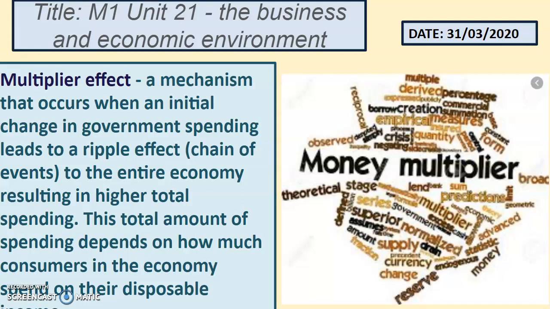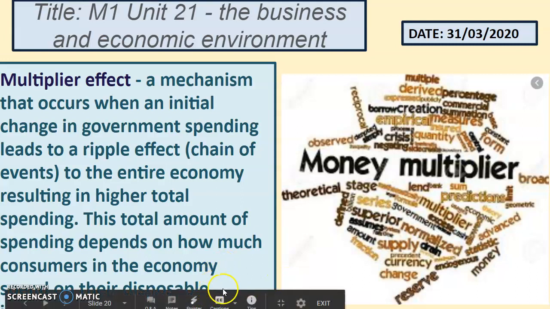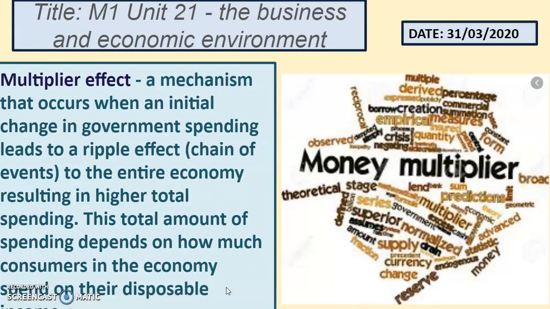So the multiplier effect is a mechanism that occurs when an initial change in government spending leads to a ripple effect, which is another term for a chain of events, through the entire economy, resulting in higher total spending. This total amount of spending depends on how much consumers in the economy spend out of their disposable income. Remember that disposable income refers to the income available to individuals once they have deducted from their salary things like taxes and fixed costs like rent or energy bills, and so on.